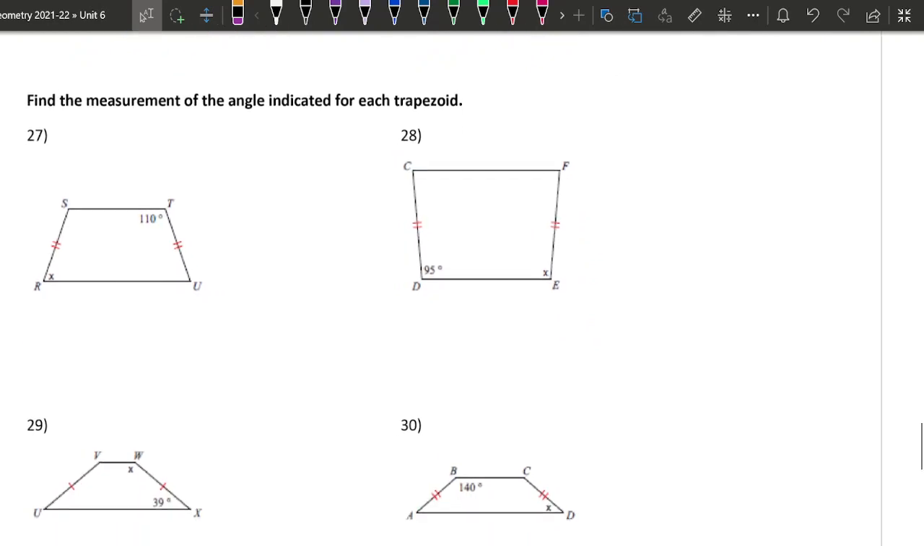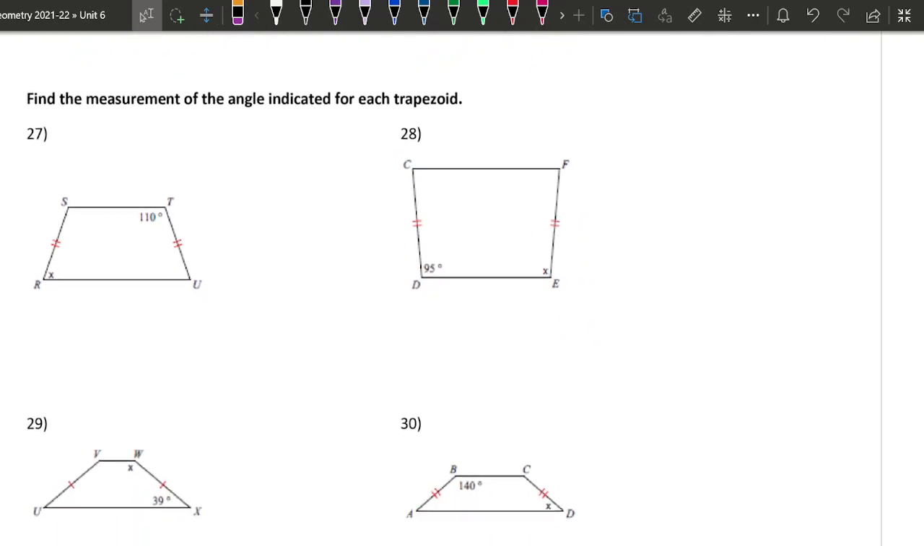All right, so find the measurement of the angle indicated for each trapezoid. So the last set of problems should have told you it was a trapezoid. This time it does. We have trapezoids. So you pull out your yellow paper, look for characteristics of trapezoids. So these aren't just trapezoids, but it looks like they're all isosceles trapezoids.